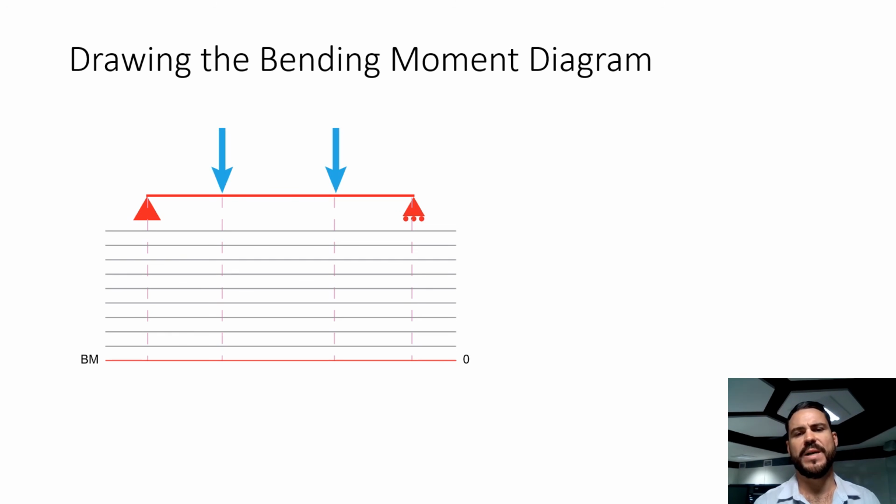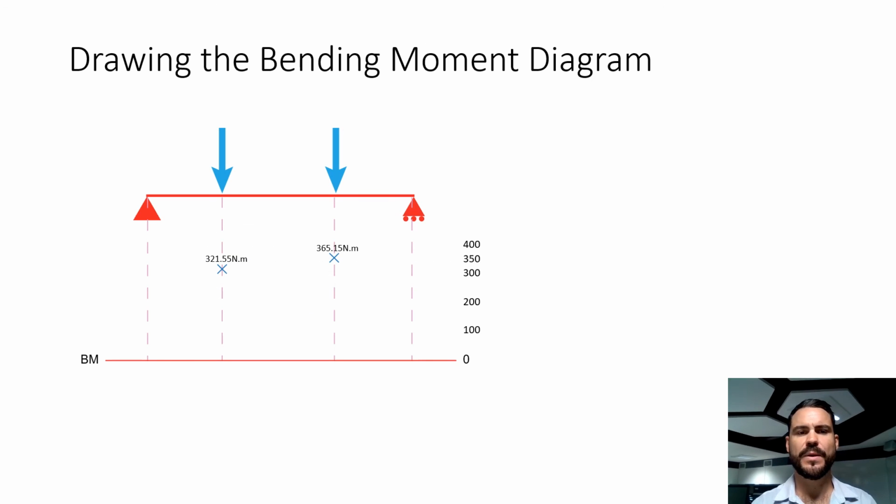So we've got our zero baseline. We've now got our lines for our scale. We've put our values in. So I'm using the same scale that I used before. And then it's just a matter of plotting our points. So we had two bending moments, and I draw my lines across. Now this is really important that you do this to scale so that it's accurate.